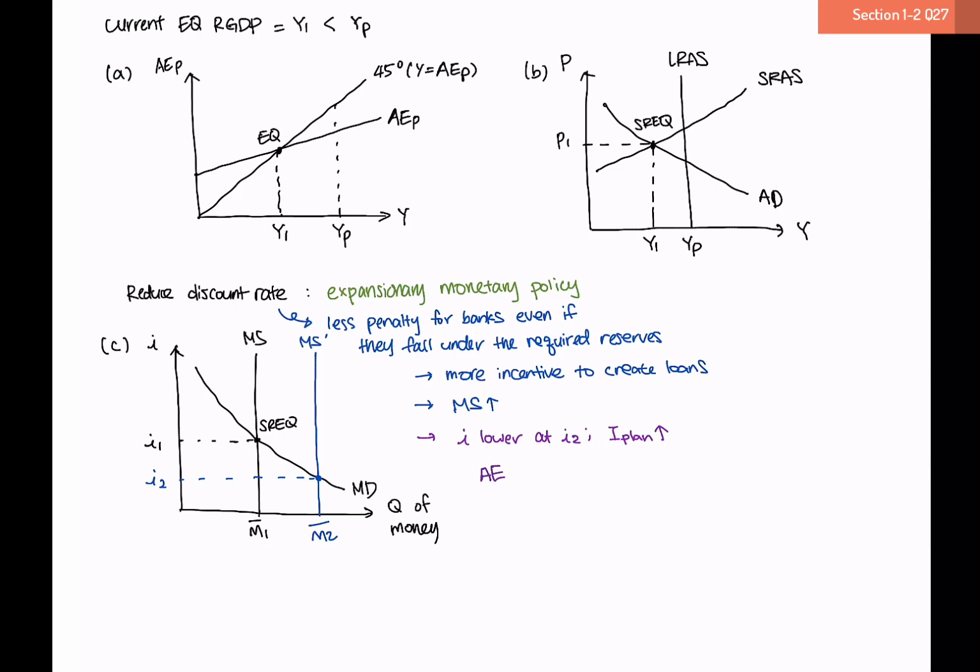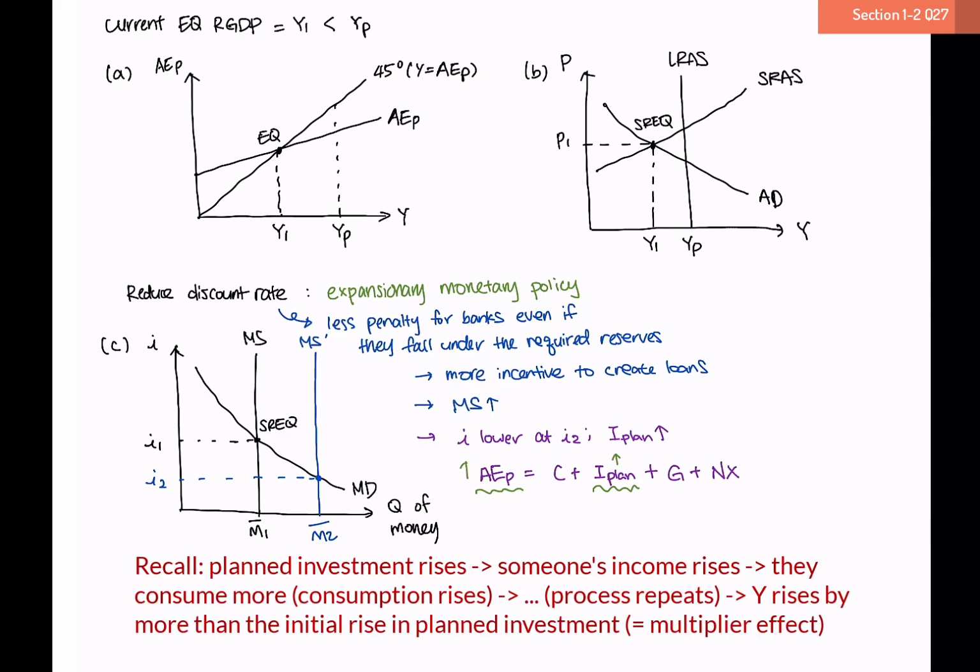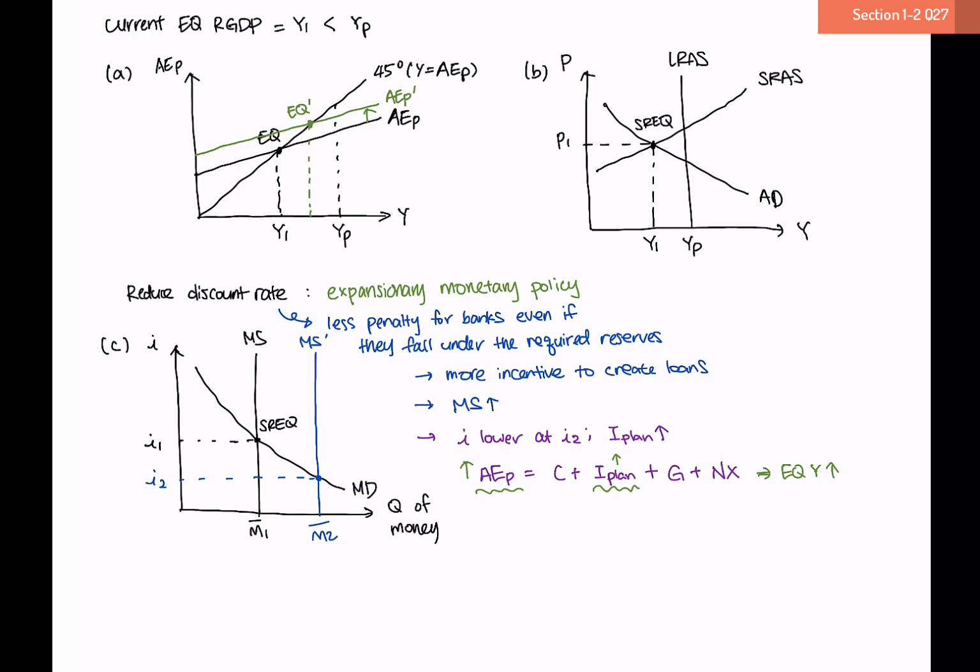As a result, your planned aggregate expenditures, which is the sum of your consumption, planned investment spending, government spending, and net exports, is going to rise because your planned investment spending is rising. This will show up on the Keynesian cross as an upward shift of the planned aggregate expenditures by the increased amount in your planned investment. We're going to see our equilibrium shifting to the point where the new planned aggregate expenditure curve, the green curve, meets the 45-degree line, and we'll see a rise in the equilibrium output as well.